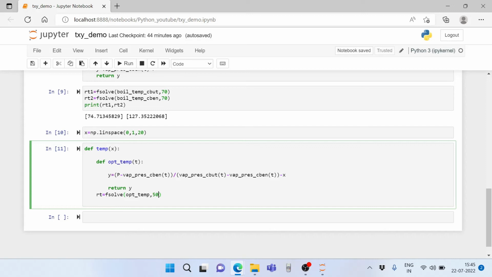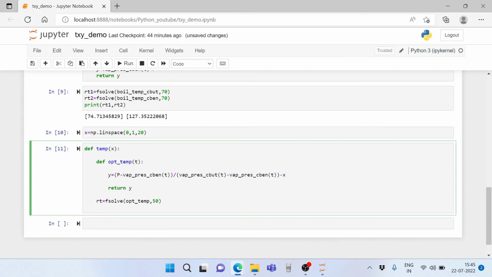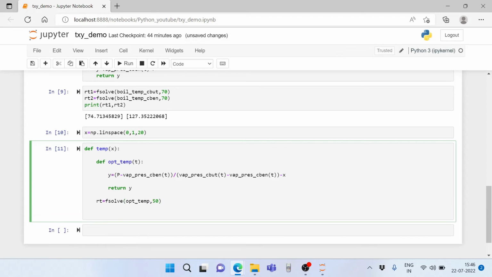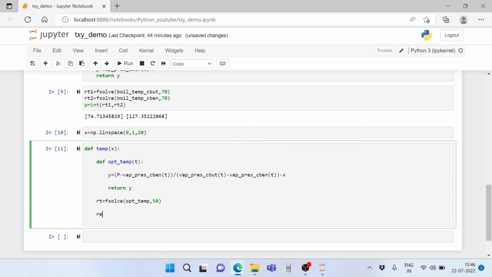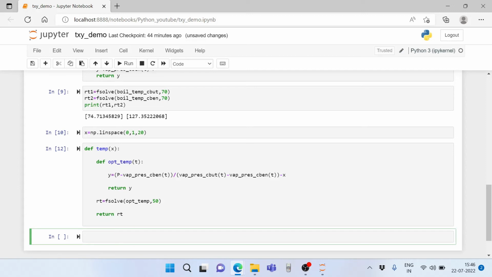That's it. And then we have to return the value of RT1. So we return the value of RT1. Okay. So now we are done with this function. Now what we have to do is call this function and check it once. So let's call it temp, and let's put a value of 0.2 and see what we get.